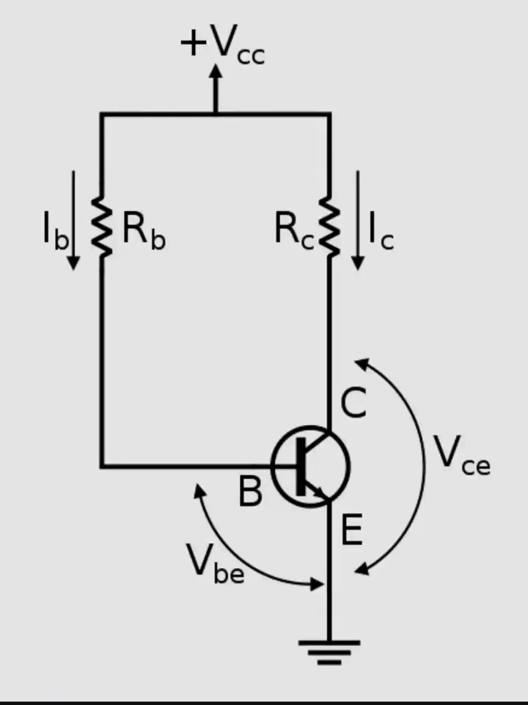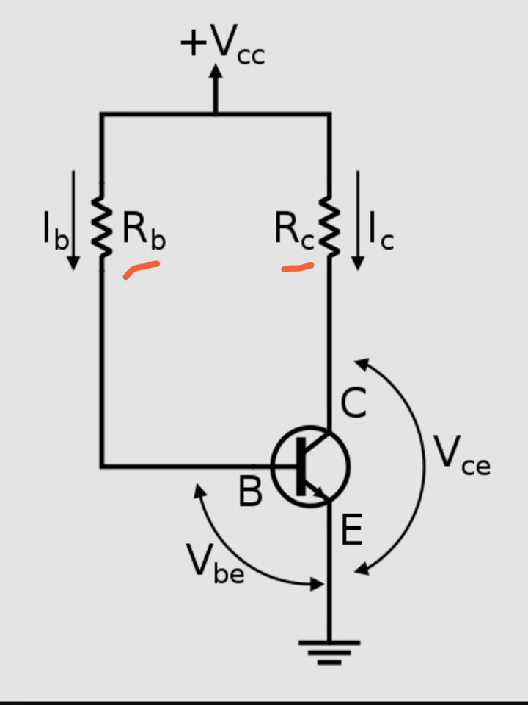Hello, so this is the very basic form of biasing circuit for the BJT, that is the bipolar junction transistor. This circuit is called a fixed bias or base bias circuit. We call it a base bias circuit or fixed bias circuit because we use fixed values of the resistors RB and RC to set the DC operating point or Q point of this circuit.